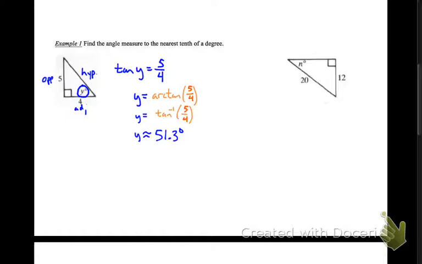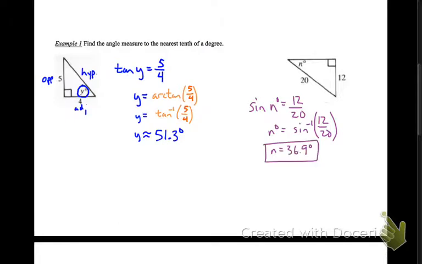Okay, so one more example here. We have n degrees. It gives us this opposite side, and then 20 is the hypotenuse. So the opposite and hypotenuse is the sine. So the sine of n degrees is equal to 12 over 20. The inverse of sine, we're going to say that n degrees is equal to the arc sine of 12 over 20. Type that into your calculator, and you should get 36.9 degrees. That's all there is to it.